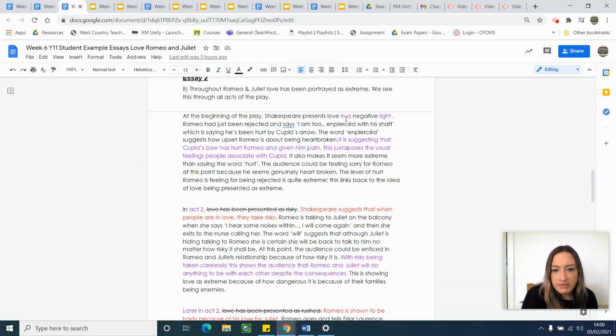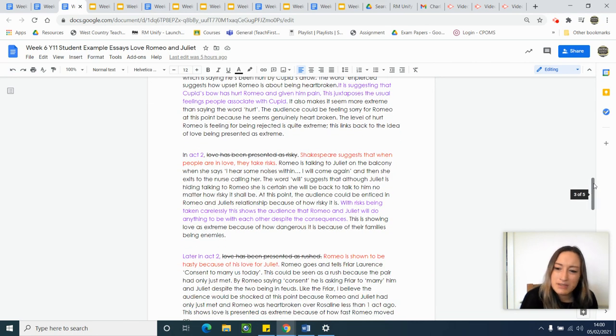At the beginning of the play, Shakespeare presents love in a negative light. That one's okay, presenting something in a certain light. This one, love has been presented as risky. It does make sense, but it's just a bit clunkily phrased. It'd be better to say something like, Shakespeare suggests that when people are in love, they take risks. So one of the results of love is that we take risks. And you can see this down here as well.